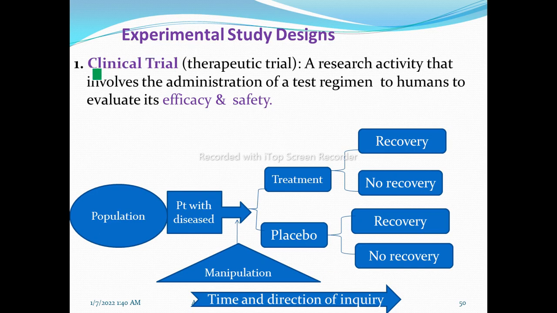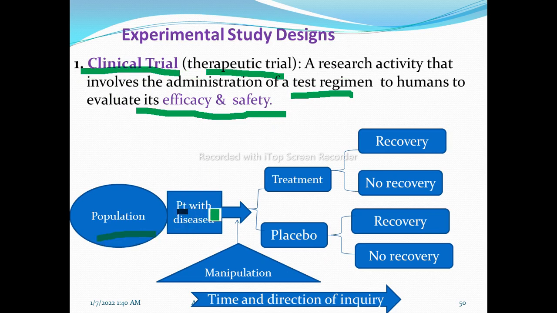For an example of experimental study design, take a clinical trial or therapeutic trial, a research activity that involves administration of a test regimen to humans to evaluate efficacy or safety. So there is a population here, patients with disease, selected. There is manipulation here. Some individuals will be grouped into the treatment group, taking treatment, considered the interventional group, and others will take placebo, that means the control group.